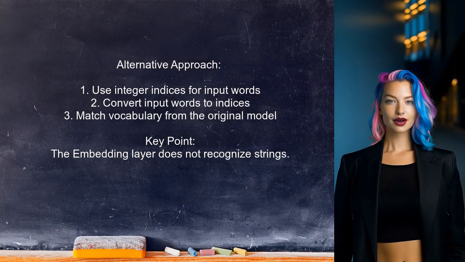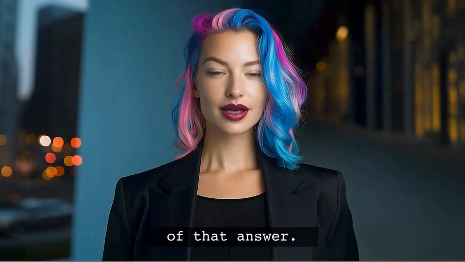This user explains that the Keras embedding layer requires integer indices for input words rather than the strings themselves. To use pre-trained embeddings, you first need to convert your input words into a sequence of indices that match the vocabulary used in the original model. That's the end of that answer.